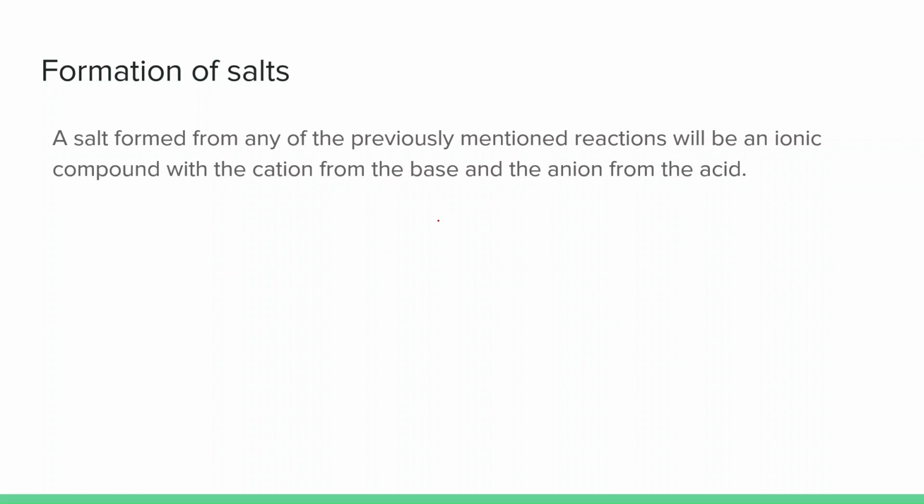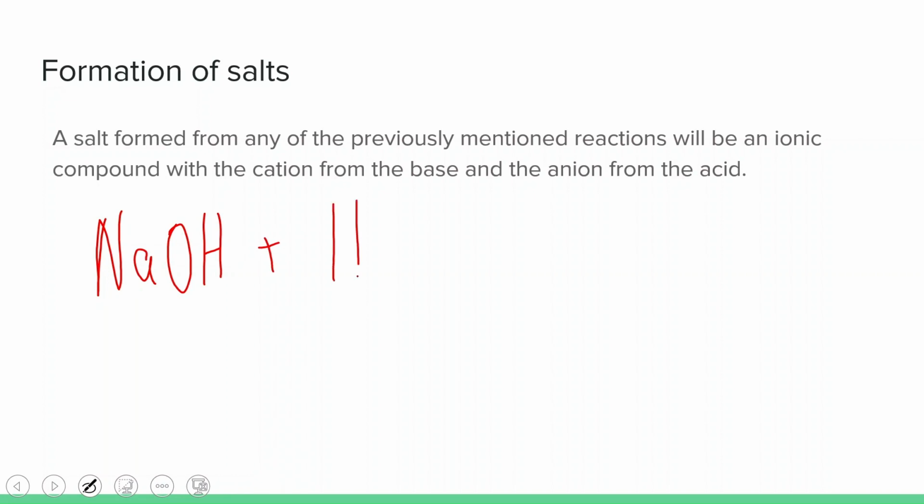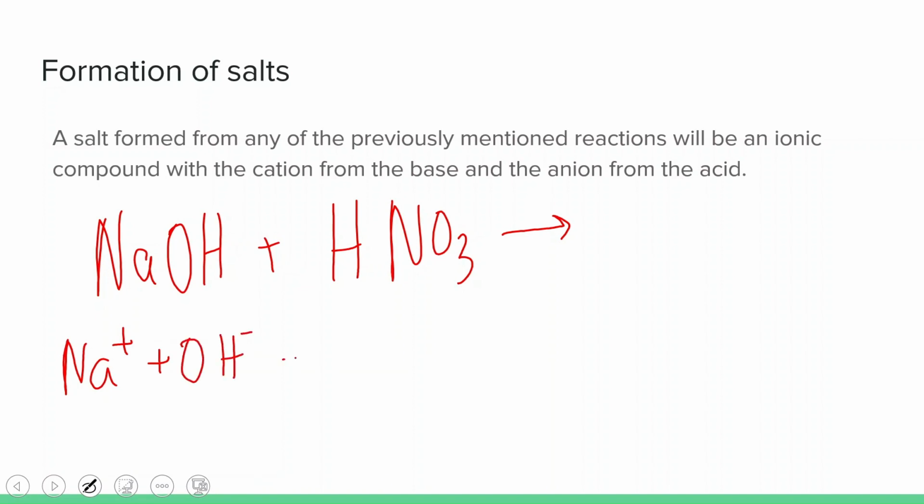So let's take a simple neutralization reaction. This will be sodium hydroxide, NaOH, plus I'm going to take nitric acid, HNO3. This will give us what? So first, this is the reaction. These are the reactants. What I'm going to do is write them in the ionic state, because they're all aqueous, right? So this will be Na+ OH- plus H+ NO3-.